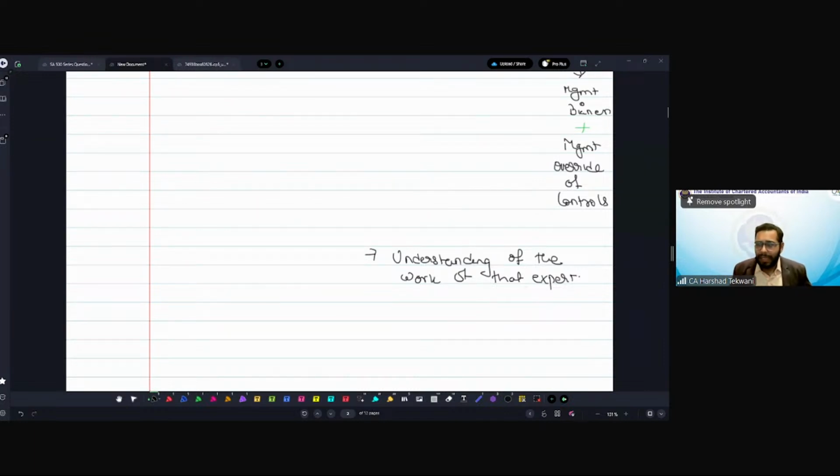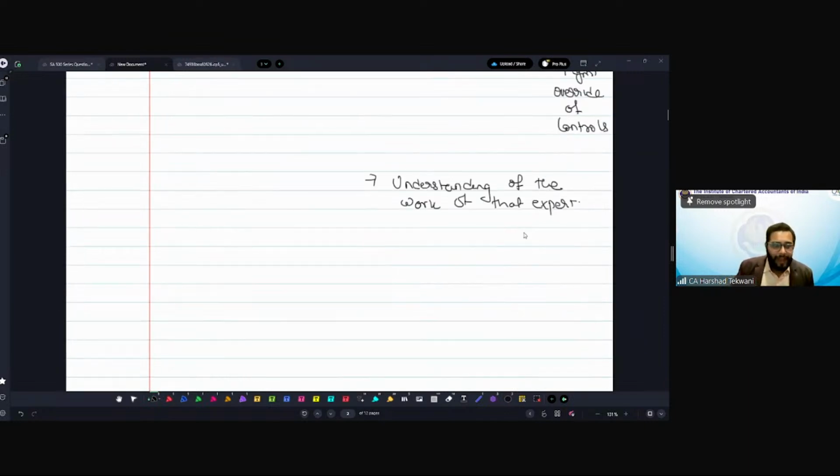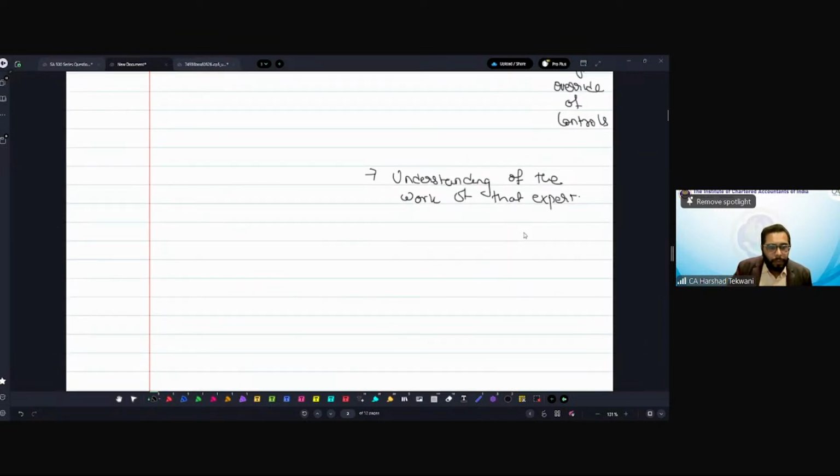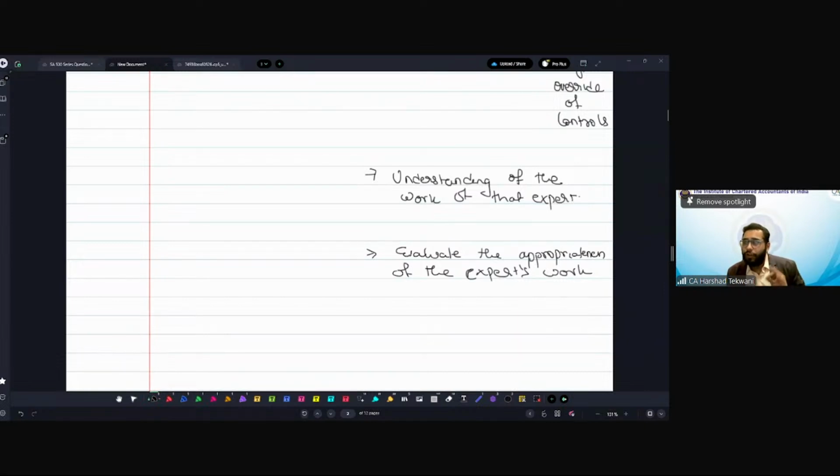And then finally, what we will do is we will evaluate the appropriateness of the expert's work. Appropriateness of the expert's work for that particular relevant audit evidence or relevant assertion.